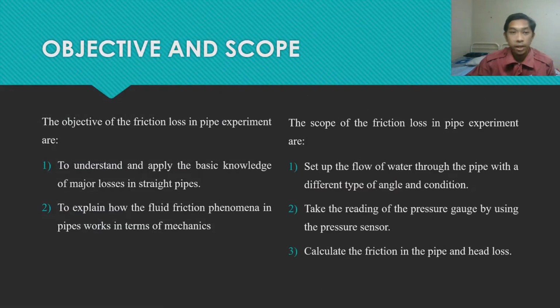Next is the objective and the scope of this experiment. The objectives of the friction loss in pipe experiment are to understand and apply the basic knowledge of major losses in straight pipes, then to explain how the fluid friction phenomena in the pipe work in terms of mechanics. Next is the scope of the experiment. First is to set up the flow of water through the pipe with different types of angle and condition. Then to take the reading of the pressure gauge by using the pressure sensor. And lastly, to calculate the friction in the pipe and head loss.